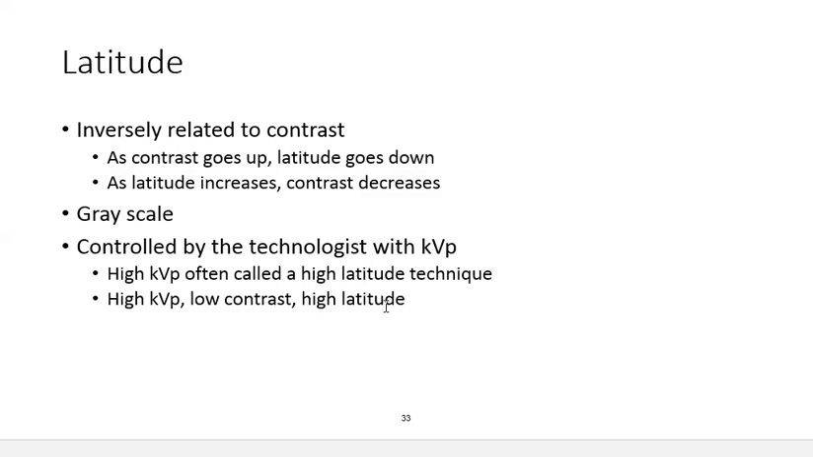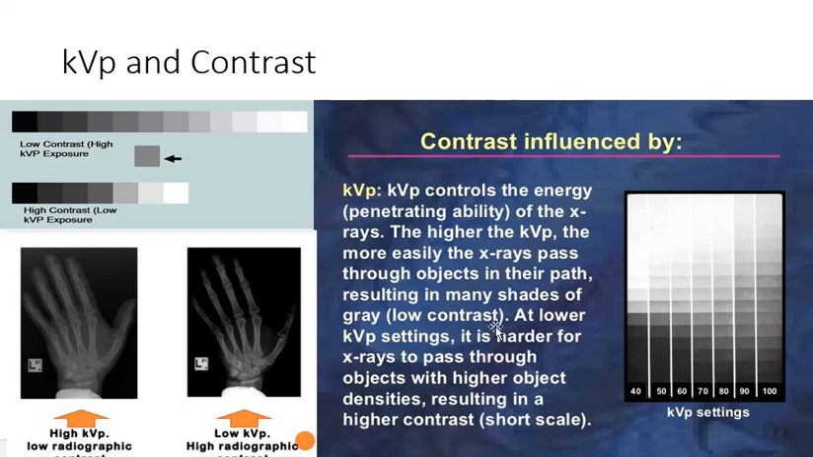So again, your technical factor that's going to control your latitude is the kVp. You'll hear latitude referred to in two different ways. Grayscale being latitude, but also techniques that are high versus low latitude. And what we're talking about there is as kVp goes up, we get lower contrast. But going back up to this here, it also refers to how forgiving the technique is.